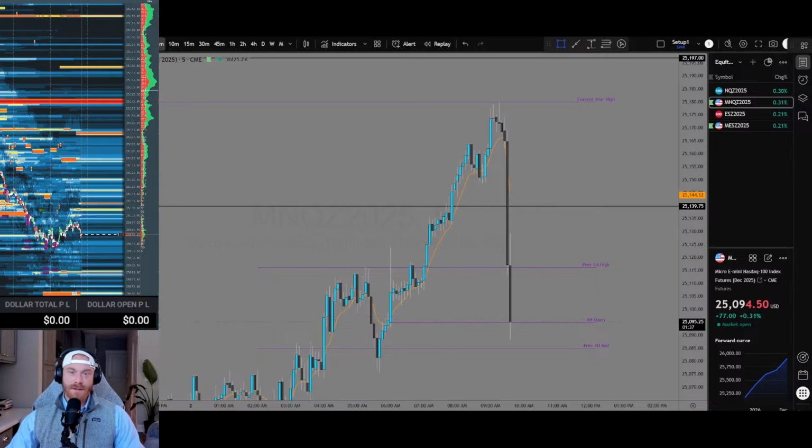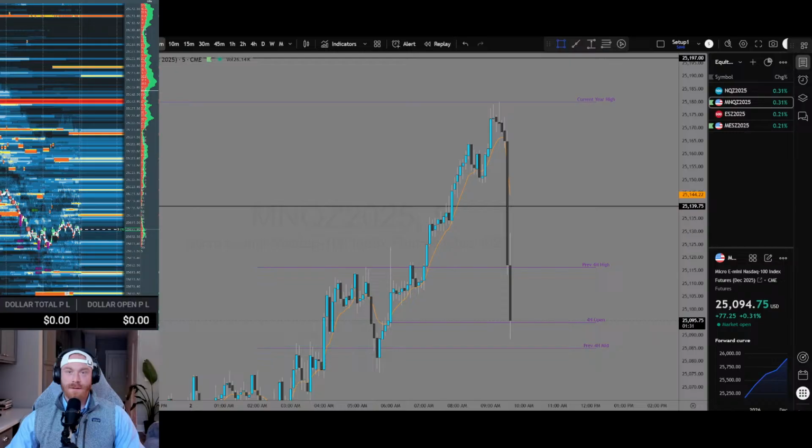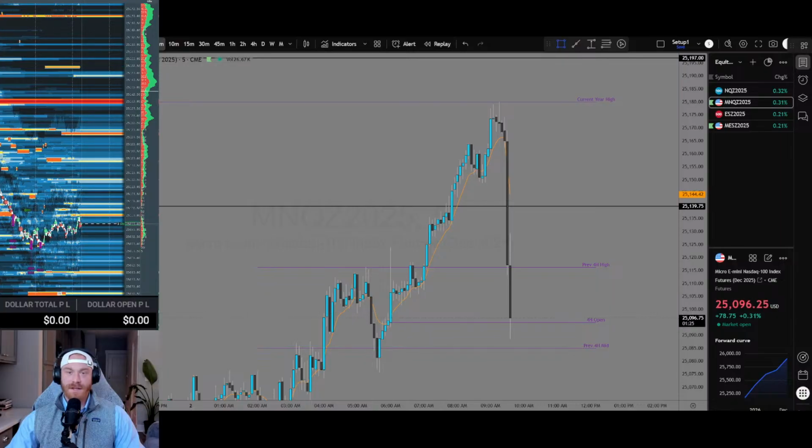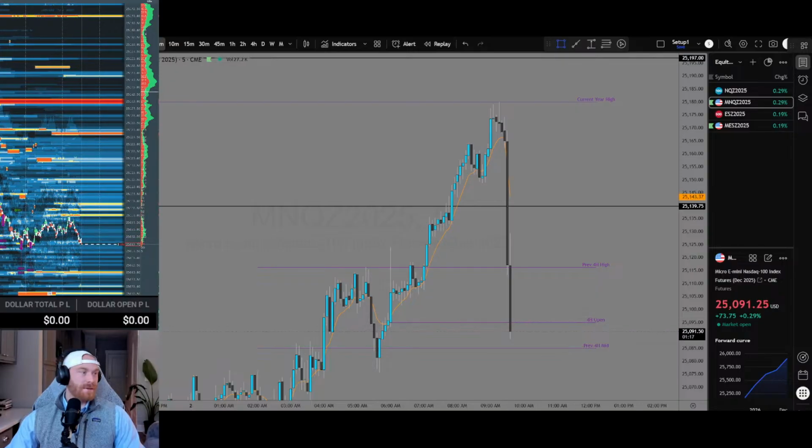Indicators and chart settings. Let me make sure it's in there and I'm not lying to you. Might not be in there. Education. I'll put it in there right now.